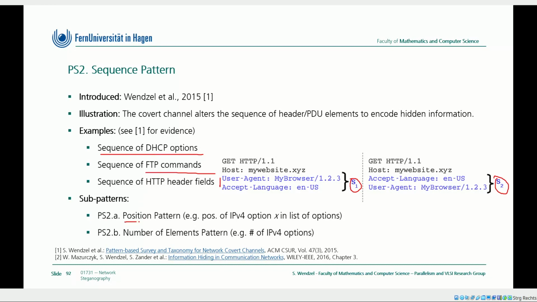There are two further patterns. One is the position pattern, where the position of a specific option, for instance, would matter, and the number of elements pattern, where the overall number of options, for instance, would be counted. Note that this increases the packet size, but the information is not directly encoded in the size, otherwise it would be the size modulation pattern. So this is not size modulation.